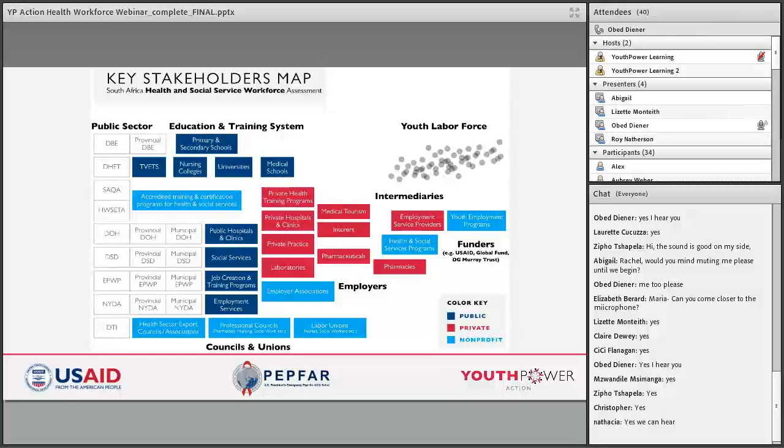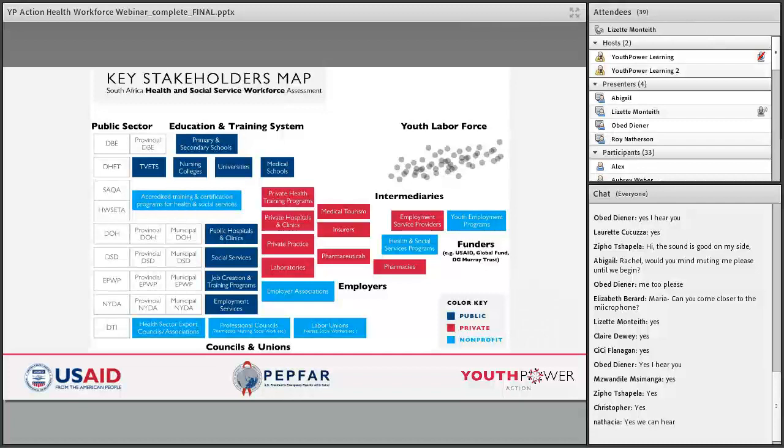Here you see a key stakeholders map that emerged from our fieldwork. Mapping the system in this way can help visualize the key stakeholders and the relationships among them in the health workforce system. So even at a quick glance, you'll see a great complexity and diversity of stakeholders. I'd like to quickly walk you through some of the key features that we saw in the system.